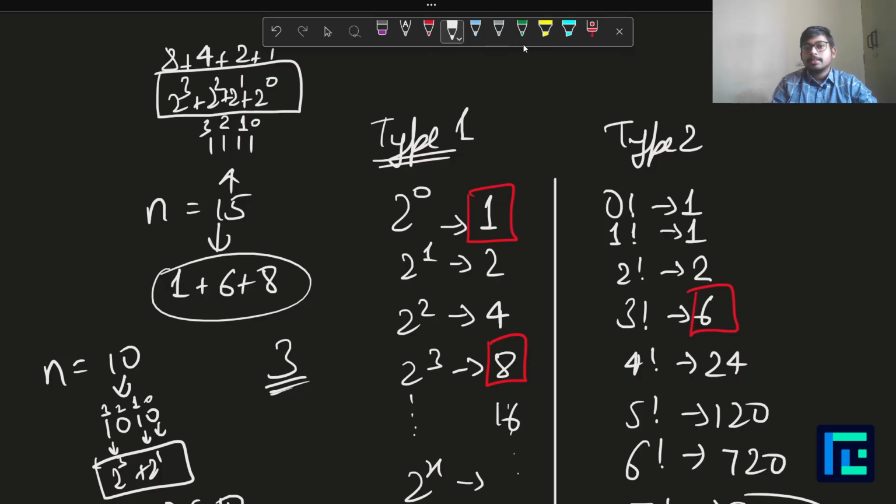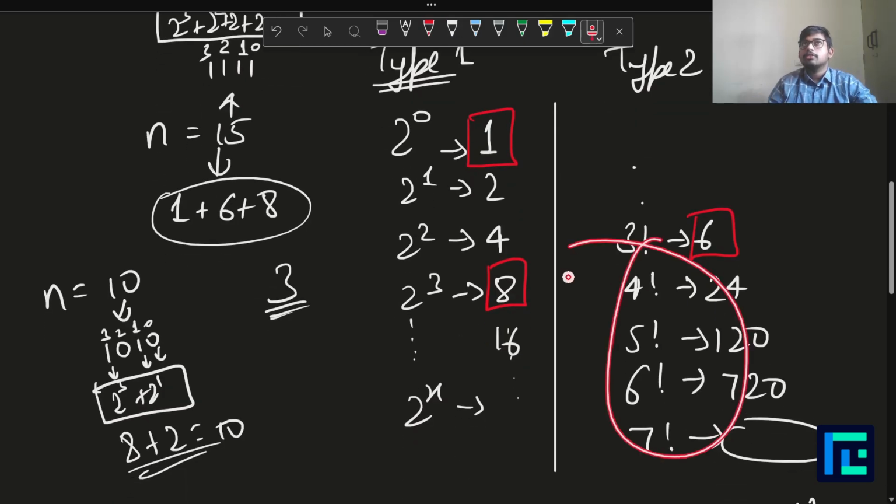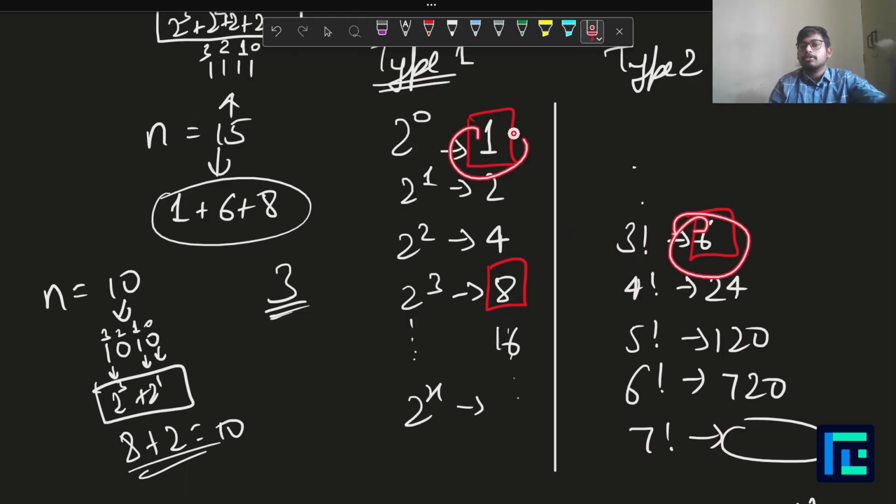So I'm removing these numbers from my type 2 category. In my type 2 category I'm starting with 3 factorial, so that I have unique numbers, because if I use some number from type 2 which also exists in type 1, then I may use it two times.